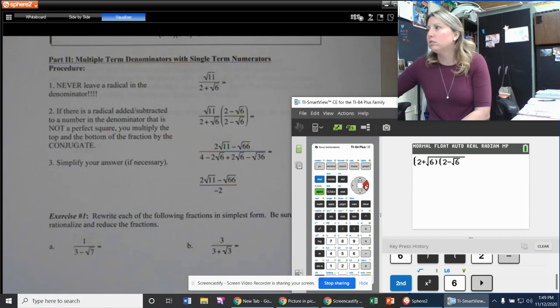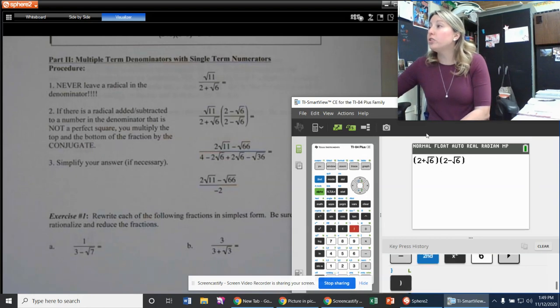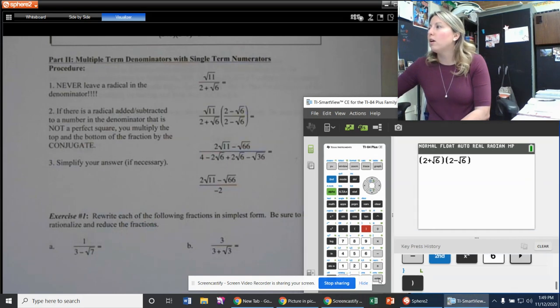Darn it. I over-radicalized. Let me try that again. Arrow out first. Then, there we go. 2 minus radical 6. There's the conjugates. And can I even press that? Nope, it's not going to let me because that bar is in the way. There we go. Press enter. There we go. A whole number remains.